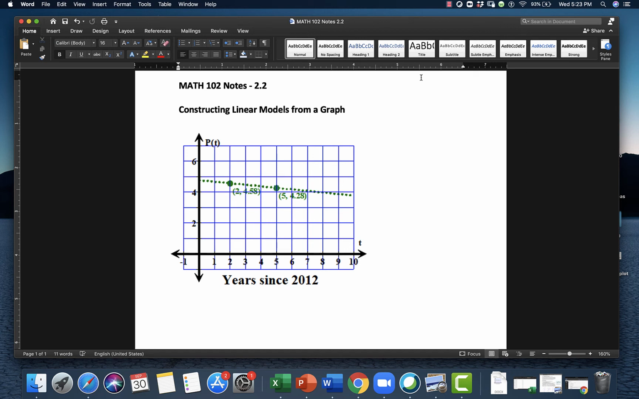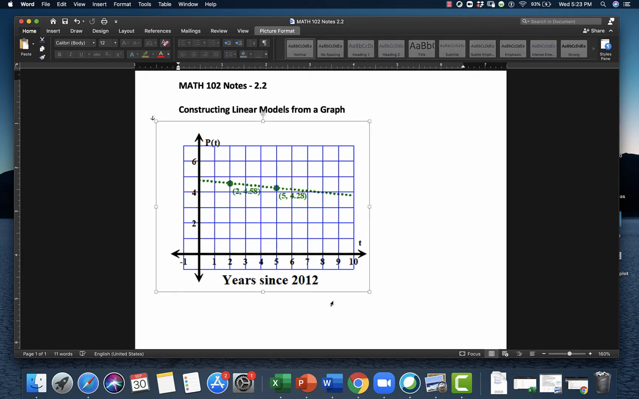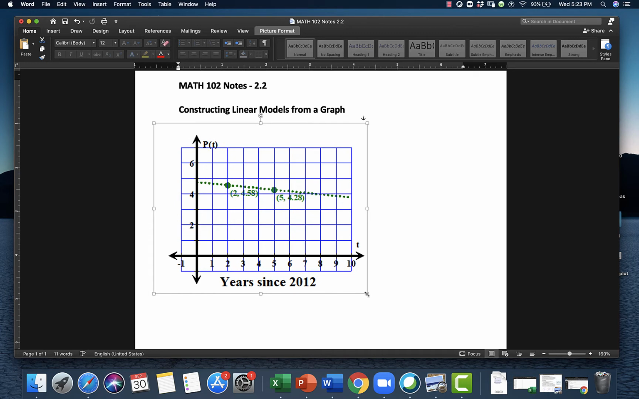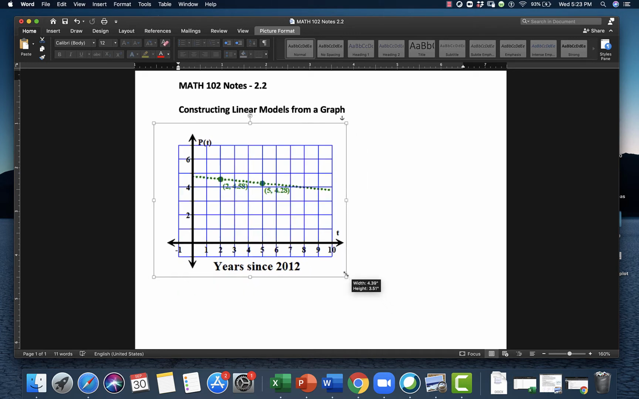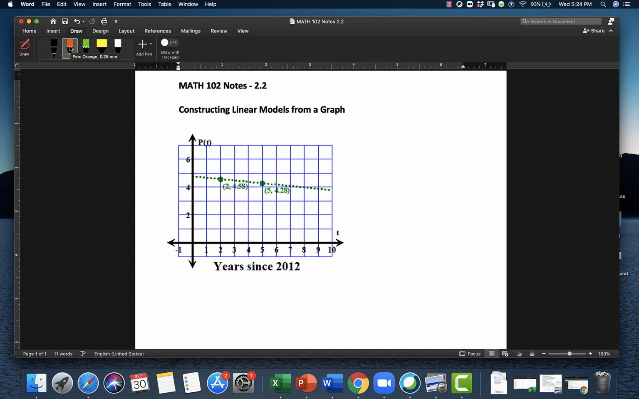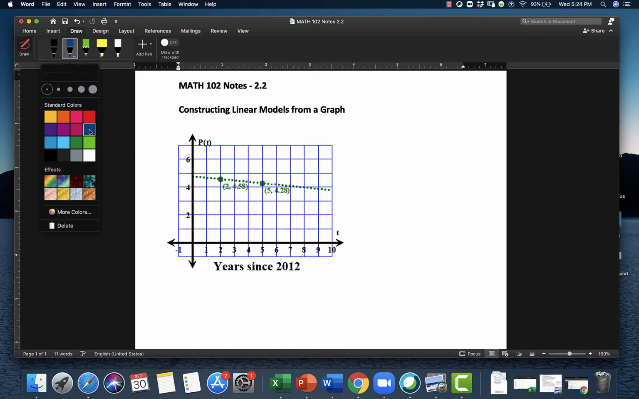So I want to go through a problem in section 2.2 related to constructing linear models from a graph. And really we mean linear equations. The key that we mentioned and looked at before is that we need the slope, which is the constant rate of change for the linear function, and we also need the y-intercept, which is the initial value. In this problem, we're given 2 points, but we don't have the slope. We also don't have the vertical intercept or the initial value. So let's take a look.